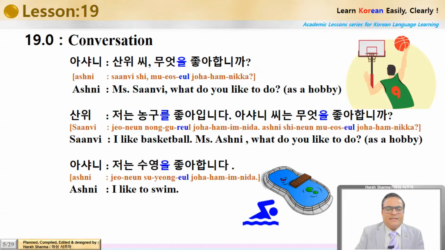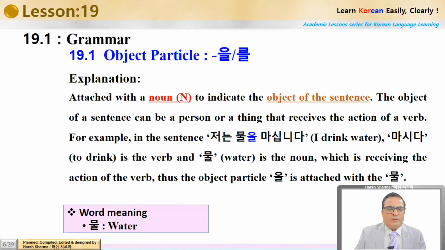If you see these three sentences, in the blue color font it is written ul, ril, ul. This is the object particle which we are going to learn in this lesson 19. First, understand the meaning of this object particle. It is attached to nouns to indicate the object of the sentence.